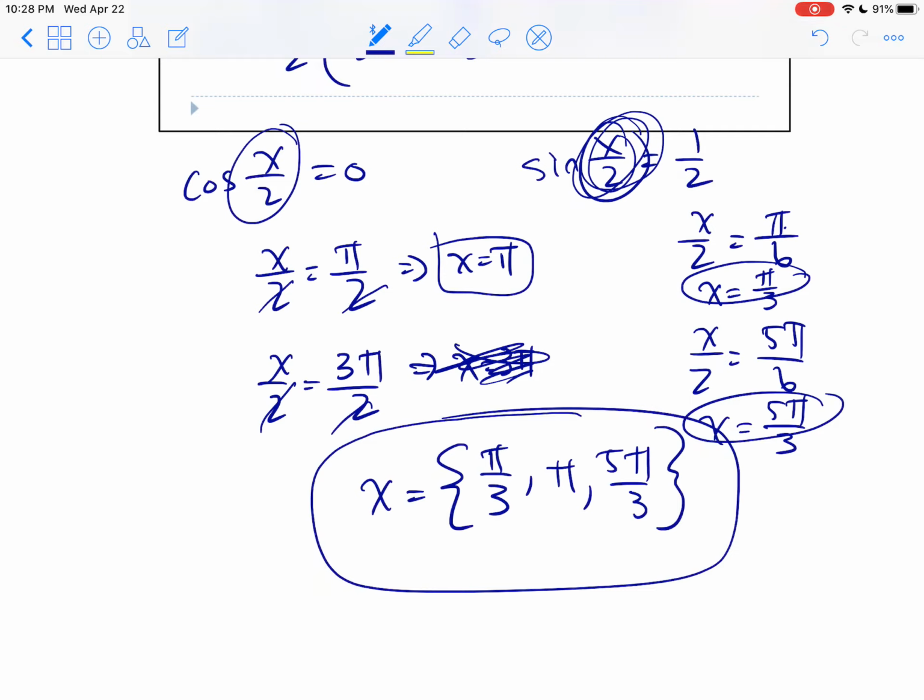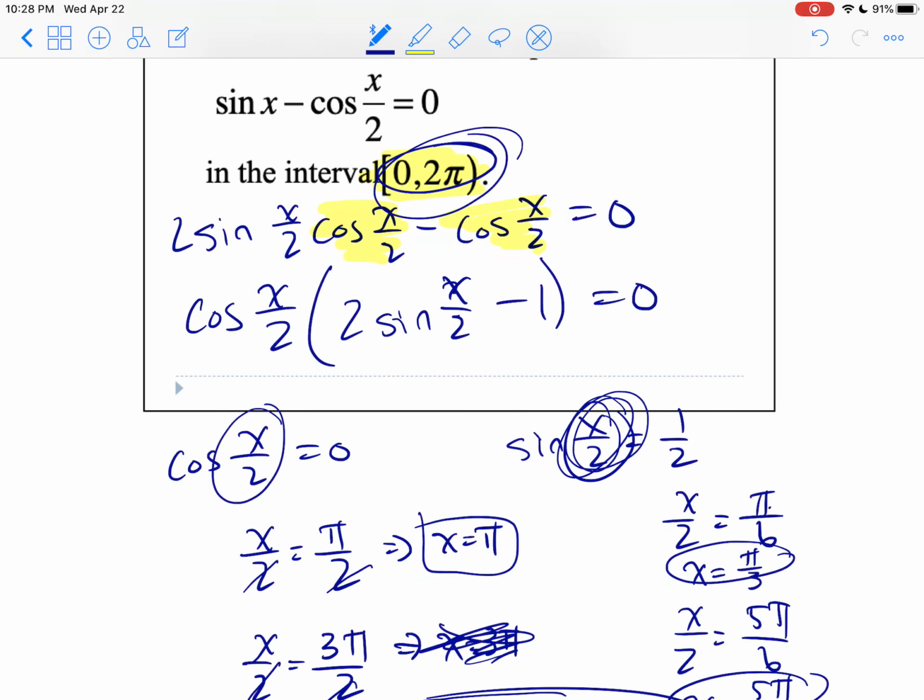Now next time, again, we'll talk about how we can find all of the infinitely many solutions, if we weren't specified an interval and were just asked to find all the solutions. We're going to go through that next time.